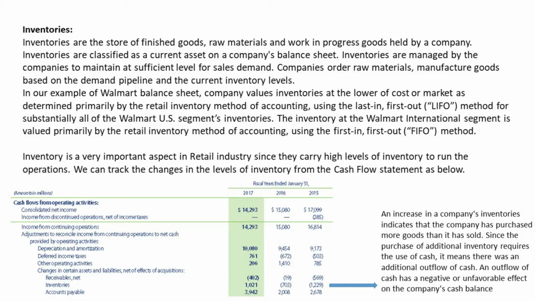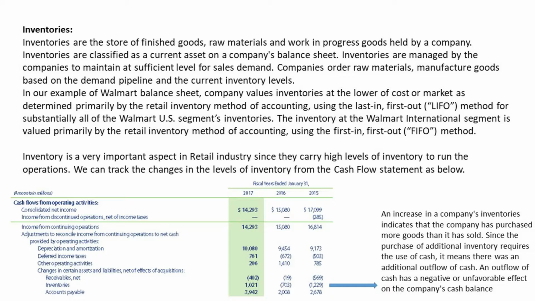Inventories are the store of three main things that we need to know. They comprise finished goods, which are completed products; raw materials, which are in a raw stage, yet to be processed in manufacturing; and work in progress, which are in the process of production. It is still in production, not out of production to the shelves. Now, inventories are classified as a current asset, as we discussed earlier.